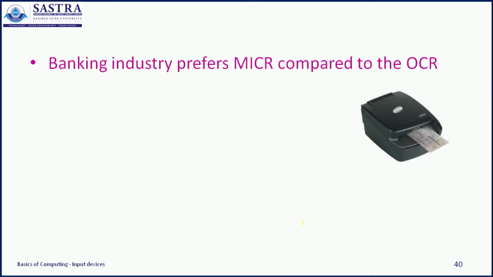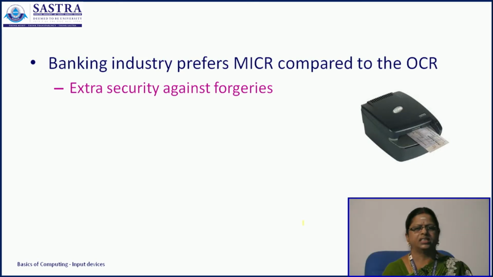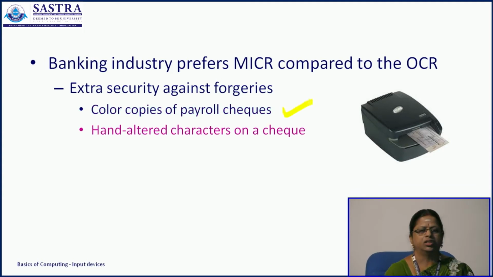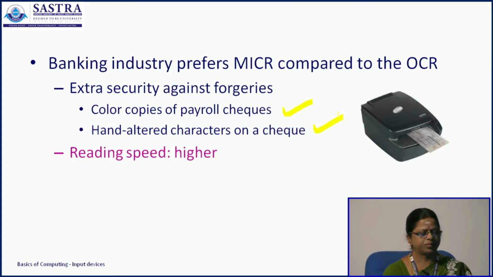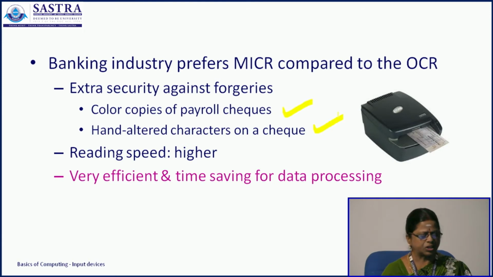The banking industry prefers MICR compared to the OCR because of three reasons. First one is it adds extra security against forgeries, in the sense that we cannot make color copies of payroll checks nor handheld characters on a check. Next one is the reading speed is higher. Third one is it is very efficient and time saving for data processing.